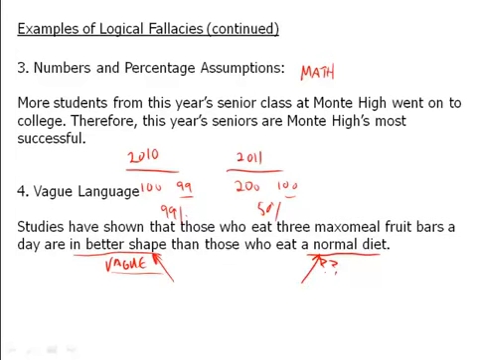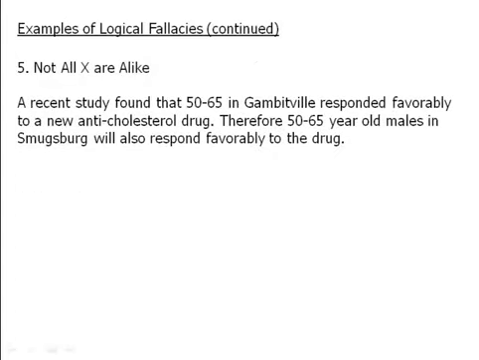Okay, we have a few more to go, as I said, and next one we have is not all X are alike. So X being a certain group. A recent study found that 50 to 65-year-olds in Gambitville responded favorably to a new anti-cholesterol drug. Therefore, 50 to 65-year-old males in Smugsburg will also respond favorably to the drug. Okay, so it is assuming what? That the 50 to 65-year-olds in Gambitville are the same as the 50 to 65-year-olds in Smugsburg.